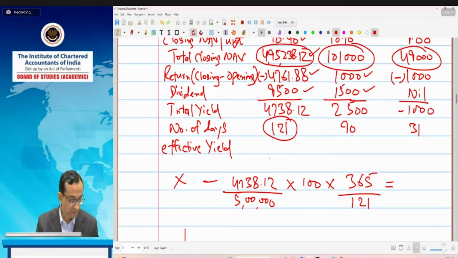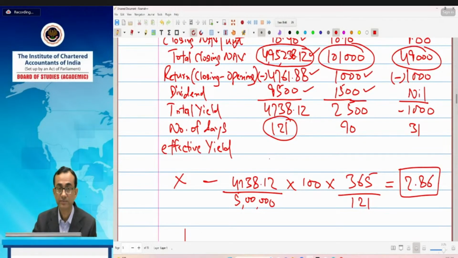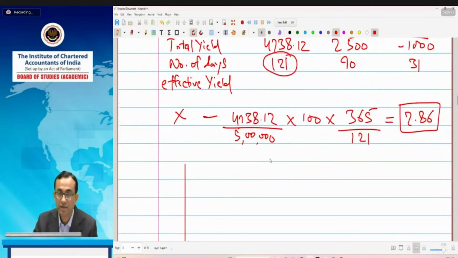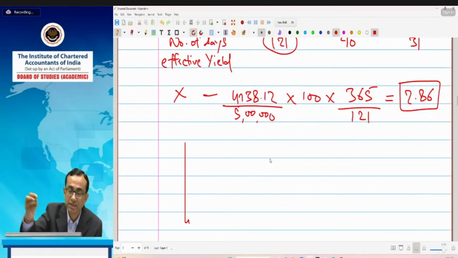In case of scheme X, 4738.12 divided by 5 lakh into 100, into 365 divided by 121. So it is coming to 2.86. 2.86 in case of scheme X. In the same way, calculate it for scheme Y and Z also.